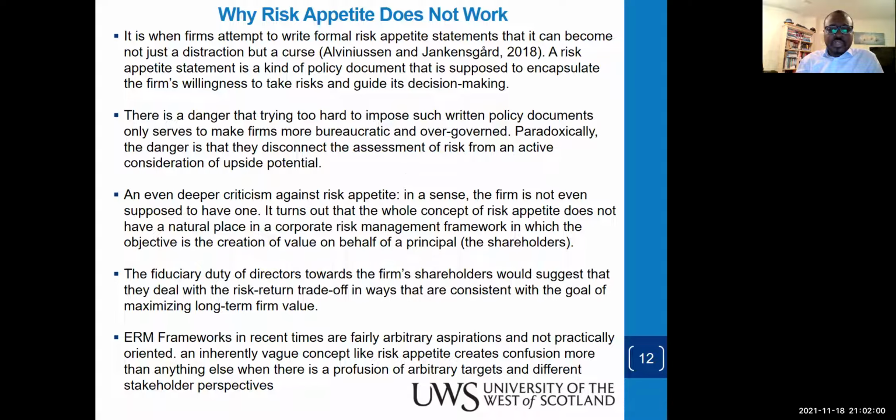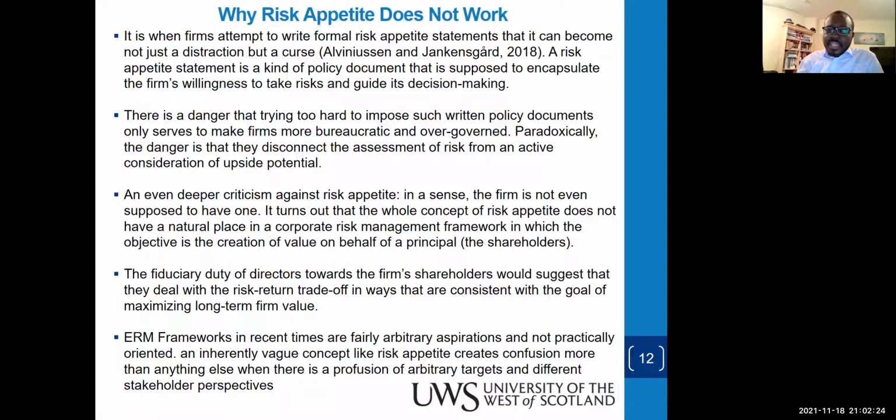There's also a danger where we make it so hard to impose such policy documents because it becomes more bureaucratic and overgoverned. People don't understand it, so you have to just abide by it. It happens in most organizations. Ironically, the danger is that they disconnect the assessment of risk from an active consideration of upside potential.